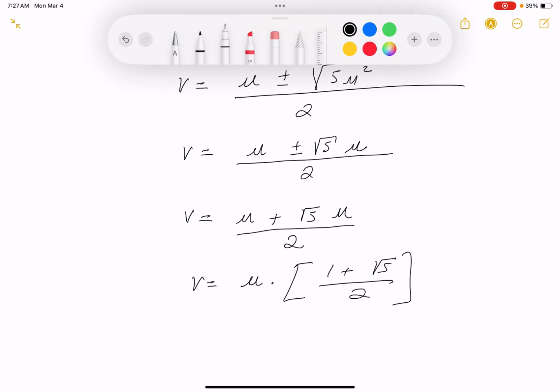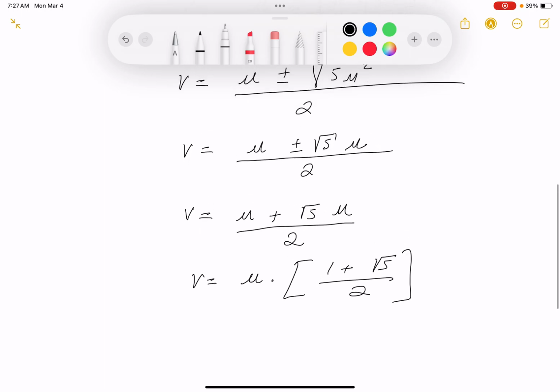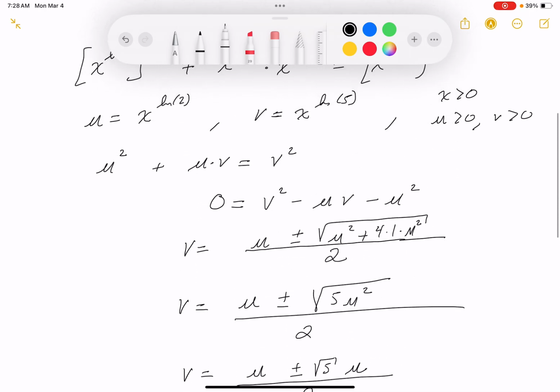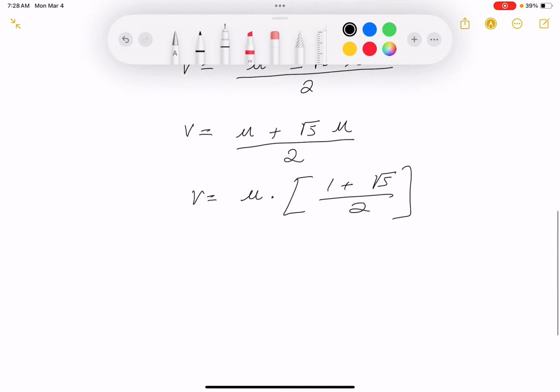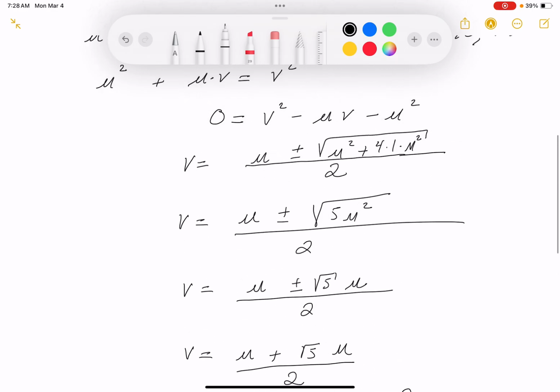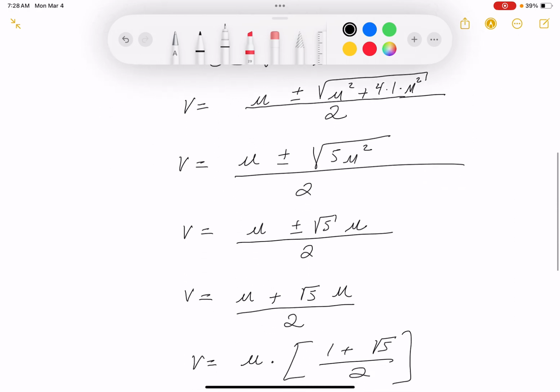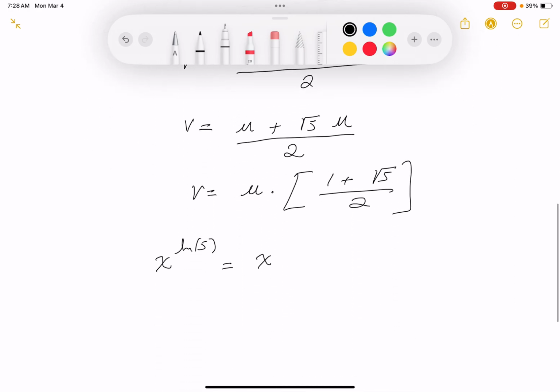I've got to go back and figure out, I don't want u and v, I want x. So I wonder what v is. I can't remember. So go back over here, and that was x ln 5. And u was x ln 2. Yeah, let's write that down, times 1 plus root 5 over 2. Now what I've got to do is find out what x is, and this is pretty complicated.